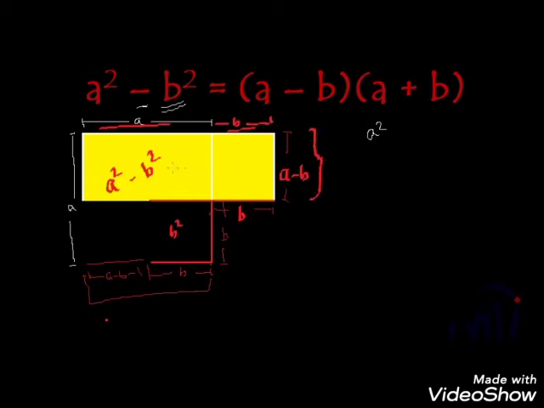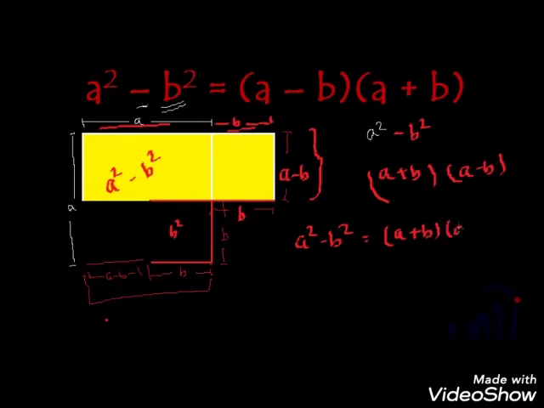So what can we say about the area of this rectangle? The area of this rectangle will be its length, that is a plus b, multiplied by a minus b. And this rectangle is actually formed from a square minus b square, right? So from here we get a square minus b square is equal to a plus b multiplied by a minus b, right?